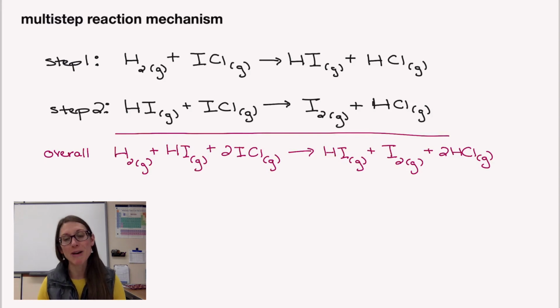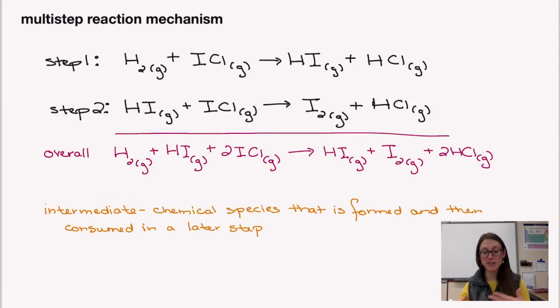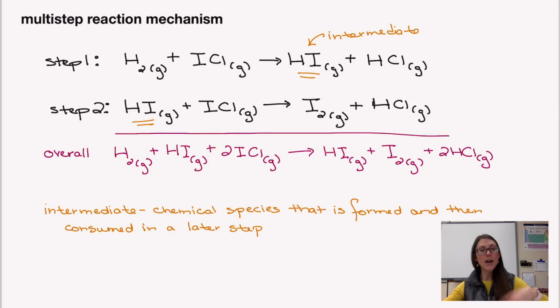We can also talk about something called an intermediate. An intermediate is a chemical species that is formed early in the mechanism and then is consumed in a later step. Looking at this equation, HI is formed in the first step, but then it is consumed in the second step. And so you'll see initially it's on the right side of the arrow, and then it ends up on the left side as it is consumed.